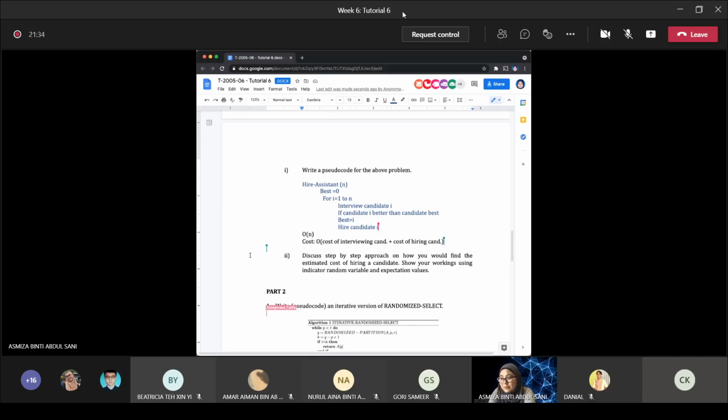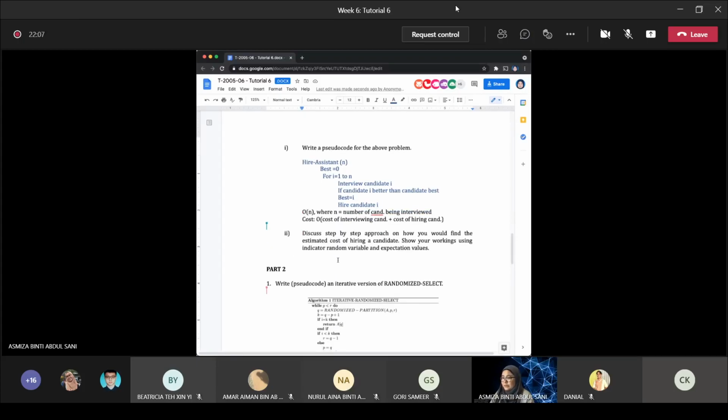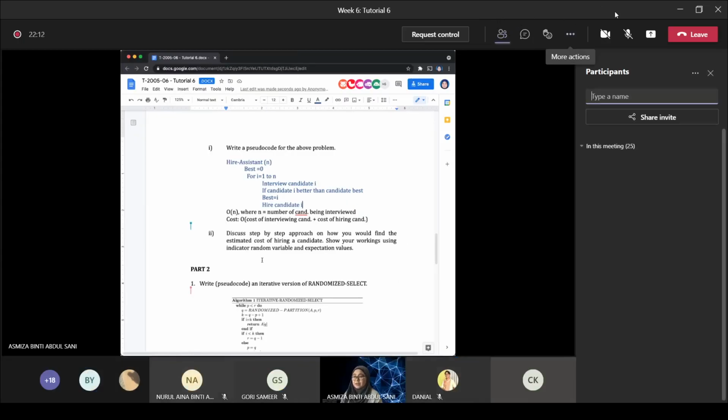So basically, when you talk about the cost, you'll be looking at the input, the sequence of how your candidates are going to be interviewed, let's say for example during the 5 days, 5 candidates. So the cost will depend on the distribution of the candidates that you're going to interview, as opposed to the running time complexity for this particular algorithm, which is order of n.